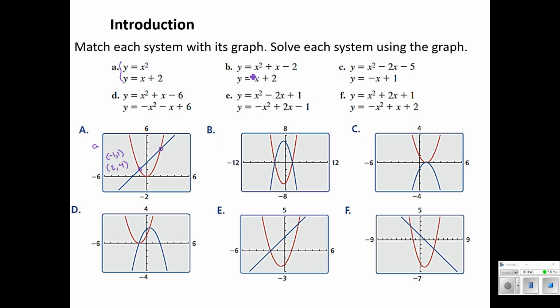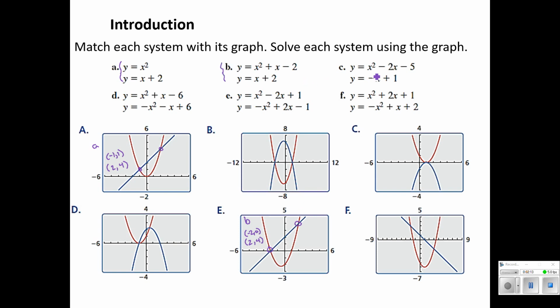All right, for letter B, here we've got another parabola and the other x plus 2 line. So the other x plus 2 line, I notice that's in E, so that goes with system B from up above. And the solution points here, where those graphs intersect, we've got -2, 0, and we've got the point 2, 4 again. Okay, so we've got that one handled.